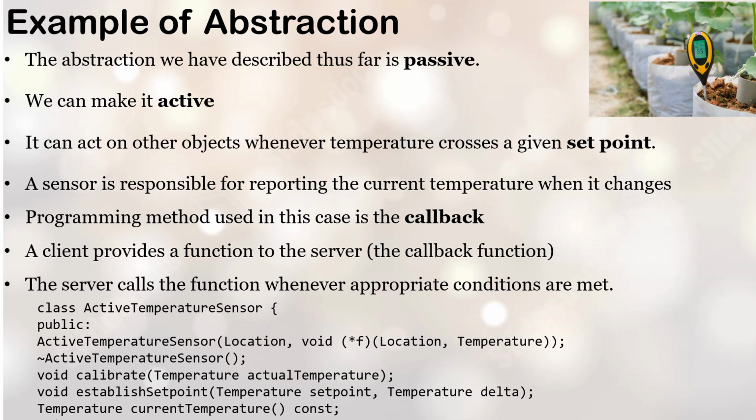The abstraction we have described so far is passive, that is, it does not act on other objects. We can make it active by making it act on other objects. In the passive type, the sensor reports the temperature only when asked. We can modify it to be active by giving a set point. So whenever the temperature crosses the set point, the server immediately runs a callback function to report the temperature to the client.